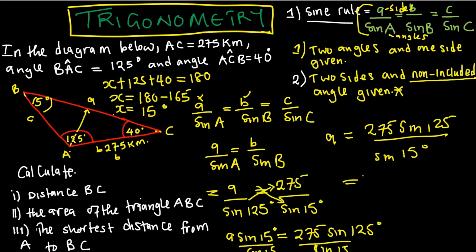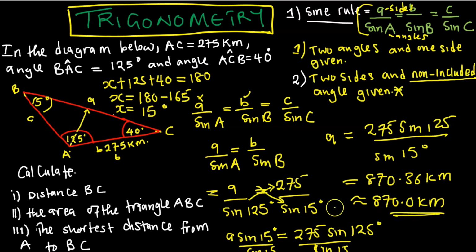Okay? And what are you going to have when you do that? You are going to find 870.36. Since it's in kilometers, you find kilometers. This one, we write it as 870 kilometers or 870.0 kilometers. So this is the side BC. Okay, so this is how we find the side BC.